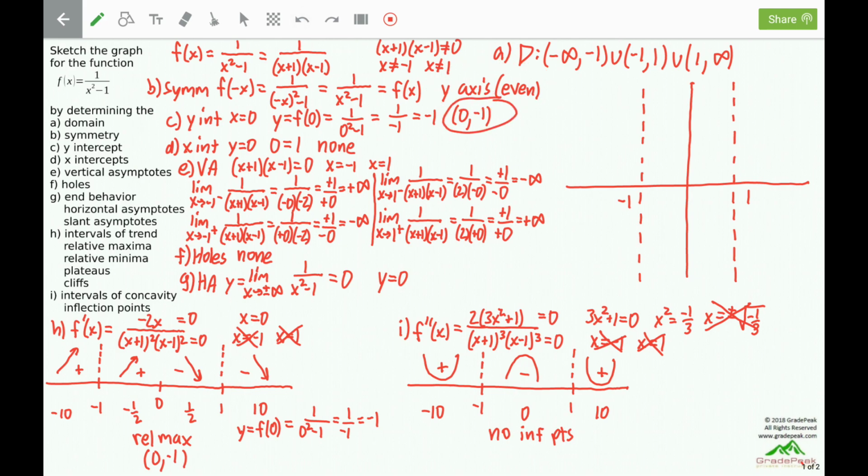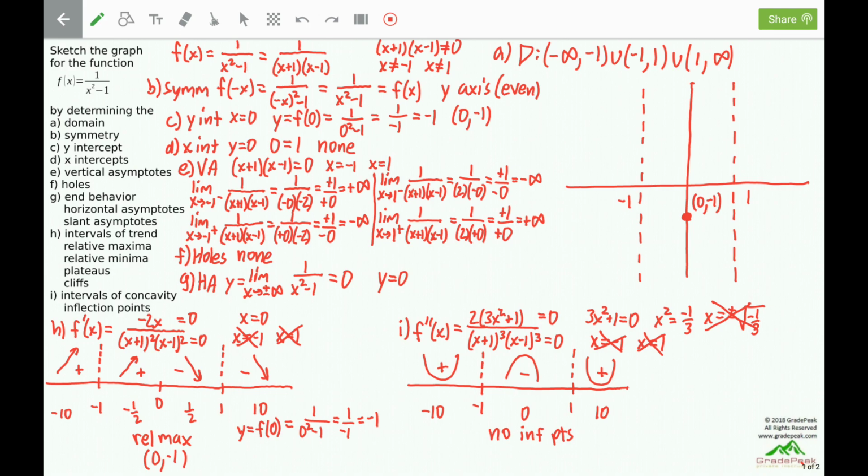We found a y-intercept at 0, -1, so that'll be somewhere about right here. We can label this as 0, -1. We have no x-intercepts. We have the vertical asymptotes.